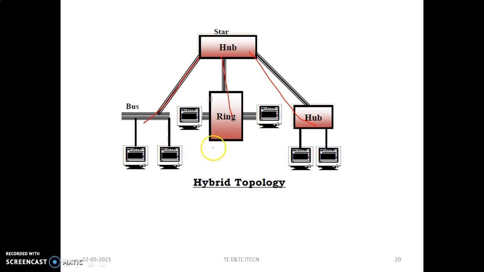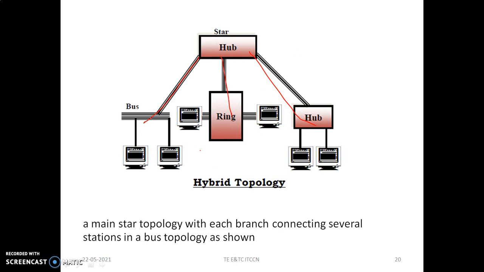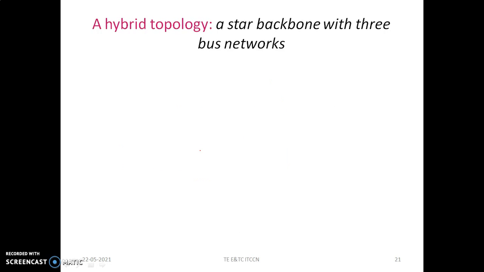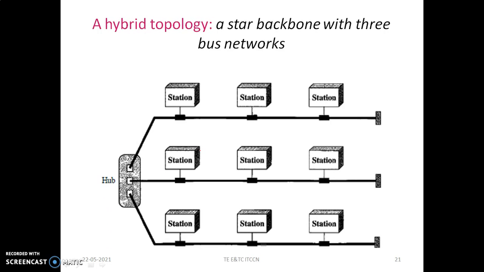So multiple topologies can be combined together so that we can have the advantage of each and every one, and that is the design of the hybrid topology. This is also described as a main star topology with each branch connecting several stations in a bus topology, as shown in the diagram. So this is one more example, a star backbone with 3 bus networks.